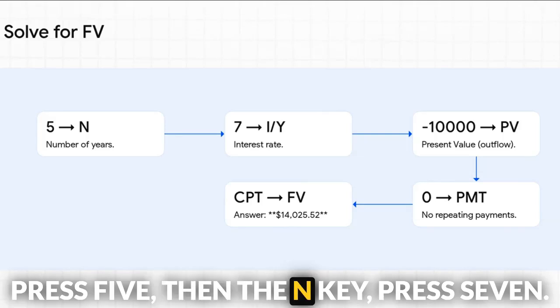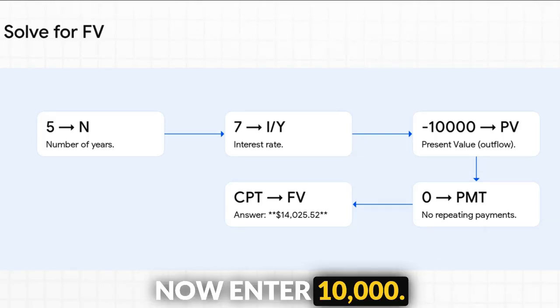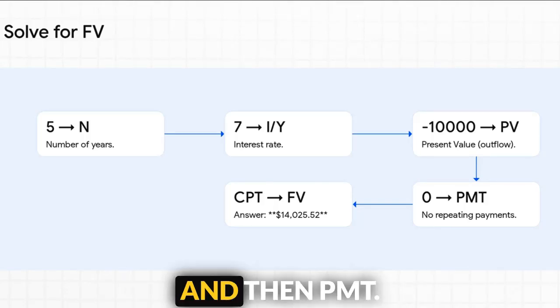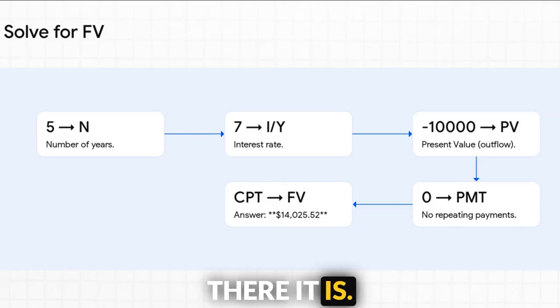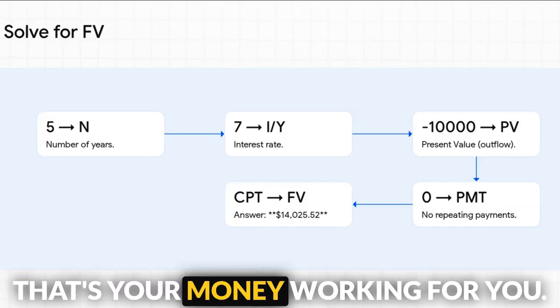Press 5, then the N key. Press 7, then the I/Y key. Now enter 10,000, hit that plus minus key to make it negative, and press PV. Hit 0, and then PMT. You ready? Now hit the solve key for FV, and there it is, $14,025.52. See that? That's your money working for you.